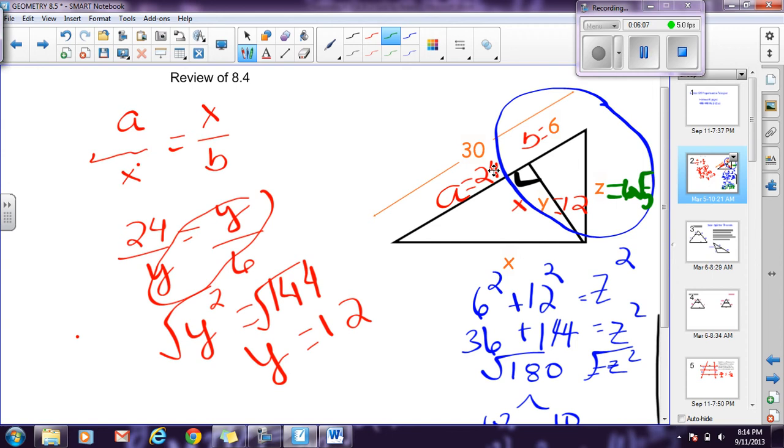Okay. Now I have 12 as this guy and 24 as this guy, so then I'm going to go ahead and figure out what x is by doing Pythagorean theorem. I'll do that one in this green color on this side over here, so down here.